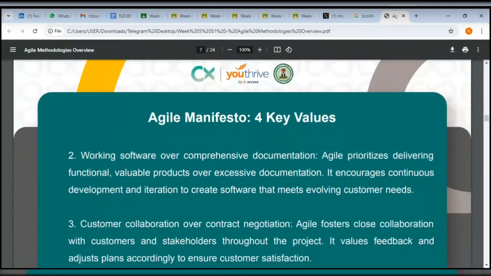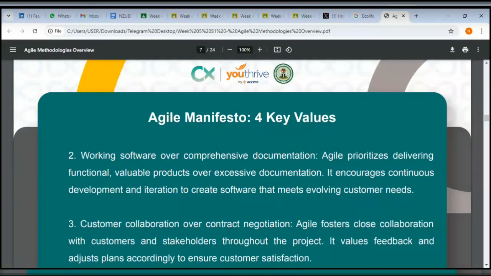The second one is working software over comprehensive documentation. Remember how I have said a lot about documentation. You need to have clear-cut documentation that anybody can look at and have an understanding of it. I have said it over and over again because most companies require you to document everything, right? And it's also good for you to have documentation for your stakeholders to look at without needing to ask you a lot of questions. It saves you a lot of time.